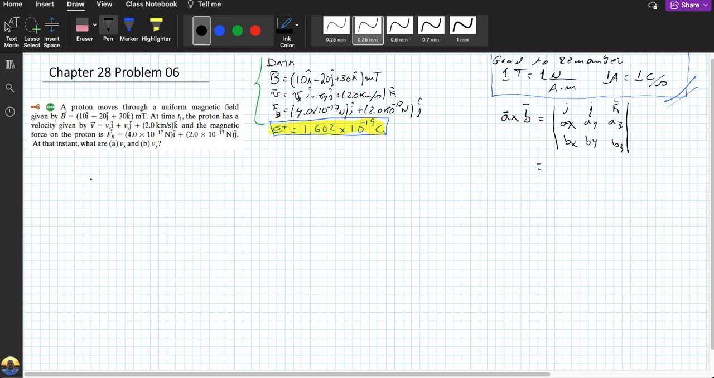So the first thing that we need to remember is what formula we will use for this problem. The formula that we're going to use is the formula of the magnetic force. That means the charge times the velocity vector cross product with our magnetic field vector. So this will be our equation 1.